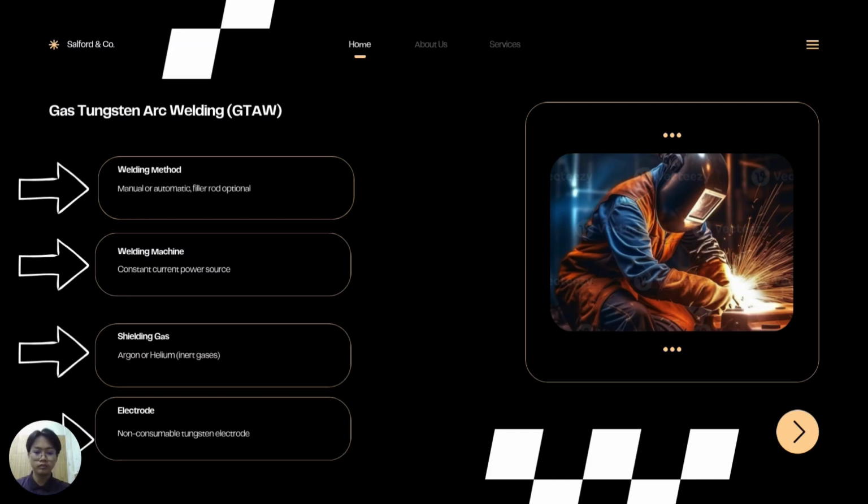Now, looking at gas tungsten arc welding. This method can be manual or automatic, and a separate filler rod is optional. The machine requires a constant current power source, and it must use inert gases like argon or helium for shielding.